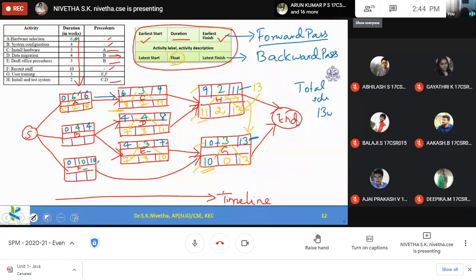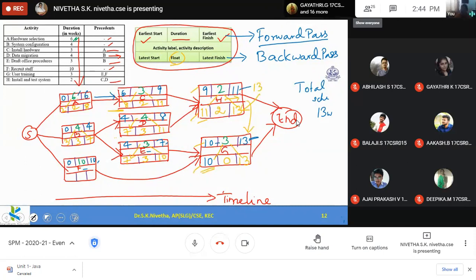And for activity B, it is a predecessor for D and E. So D, latest it can be started during the 7th week. So I can end B during the 7th week. By latest it can be finished during the 7th week. So 7 minus 4, 3. By latest I can start during the 3rd week. So the float value for this is 3 minus 0, 3. That is the float value.